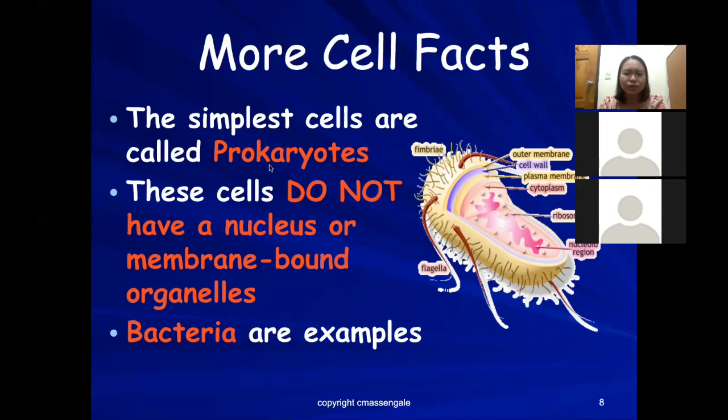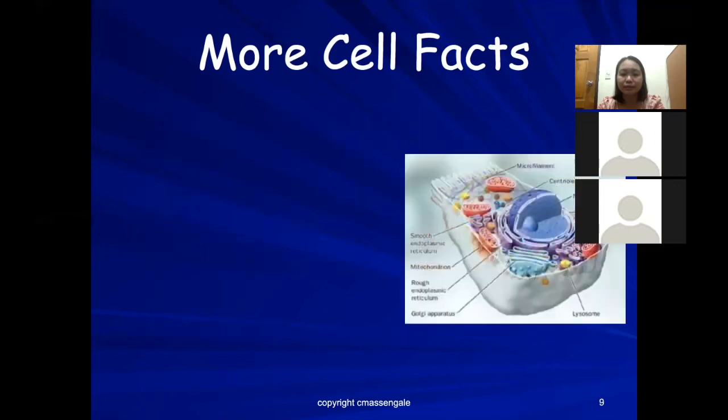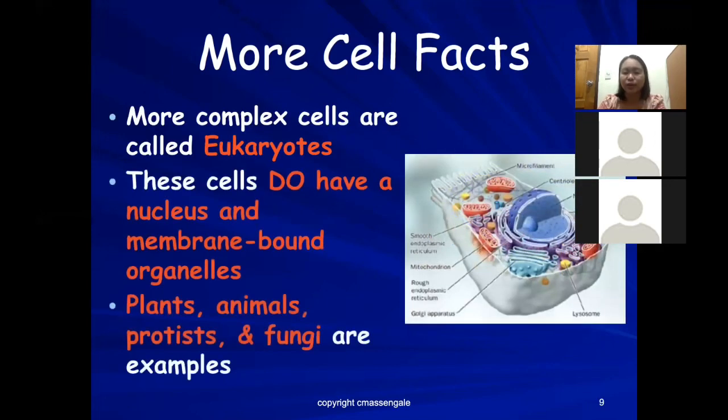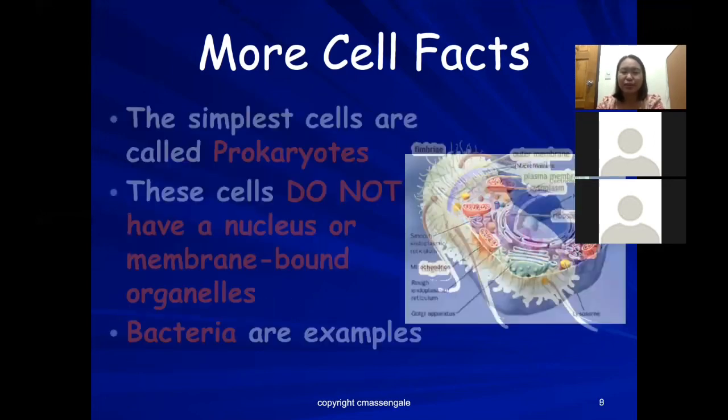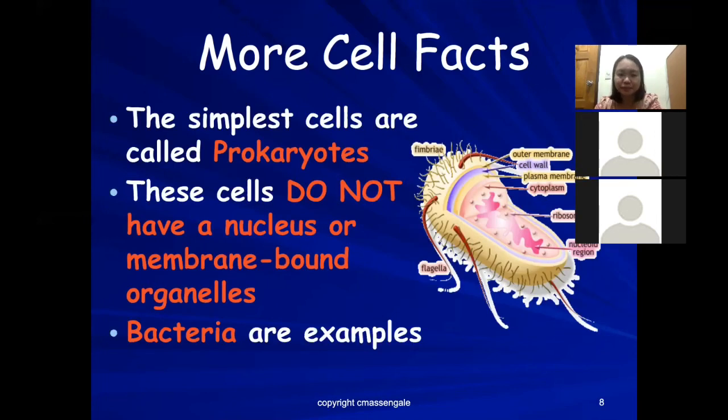So we have two different kinds of cell. One kind is the prokaryotes. So by this time, you should be able to differentiate and always bear in mind the difference of prokaryotes from the second type of cell, which is eukaryotes. So you remember this one in your previous lesson? So what is the difference?